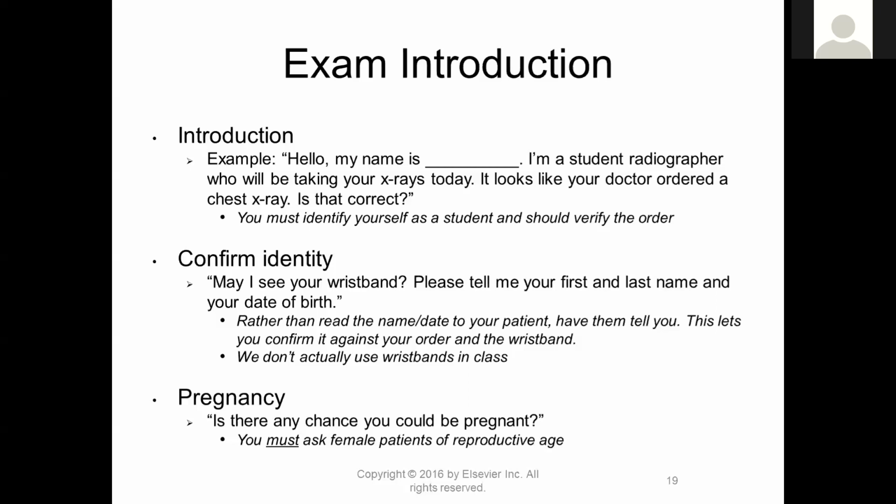In class, we don't have wristbands, we just simulate. Take a look at your wristband, you hold your wrist out, you ask them to tell you their name and date of birth.